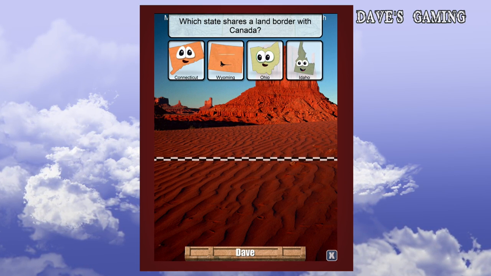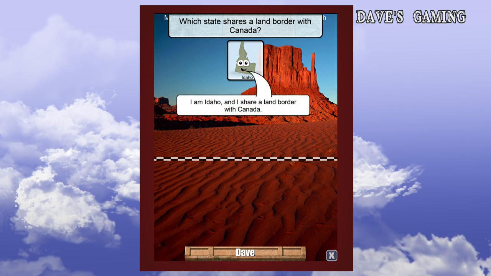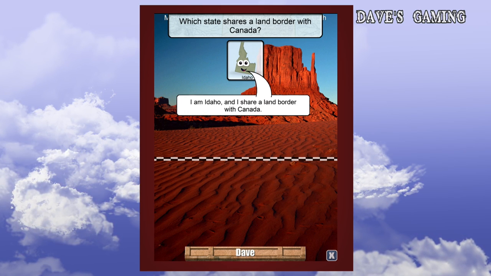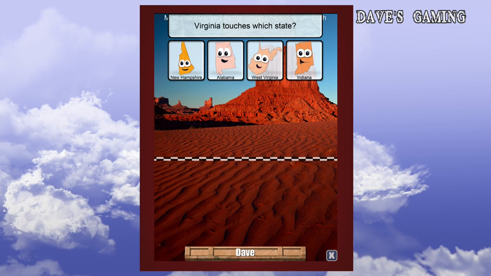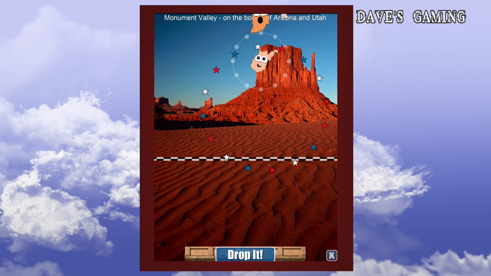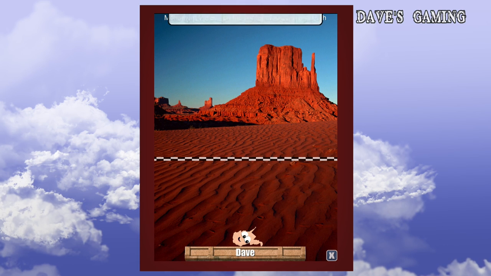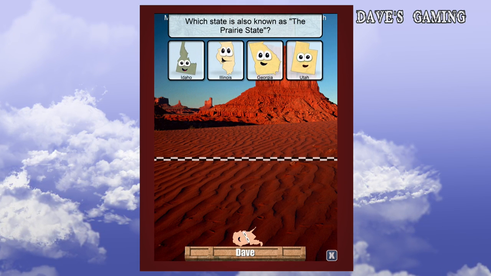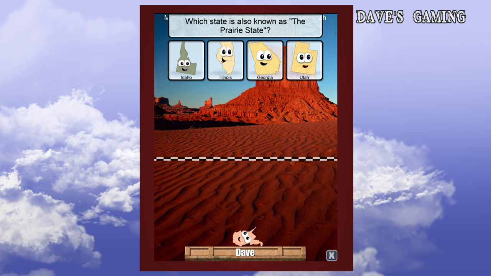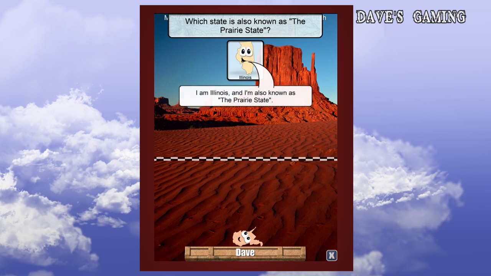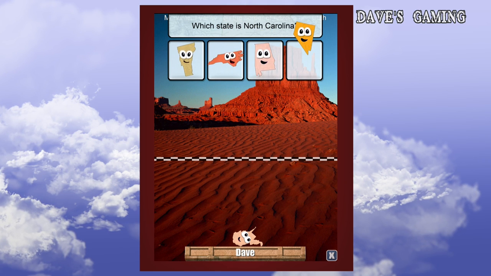Which state shares a border with Canada? I would say not Wyoming. Idaho. Damn it. That was wrong. Virginia touches which state? I would say West Virginia. Yes, Virginia, West Virginia. Like I said, Virginia was named after Queen Elizabeth of England, who was a virgin, never been married. Which state? Oh. Prairie State. Illinois, you're prairie? Ah, there are prairie dogs in there.